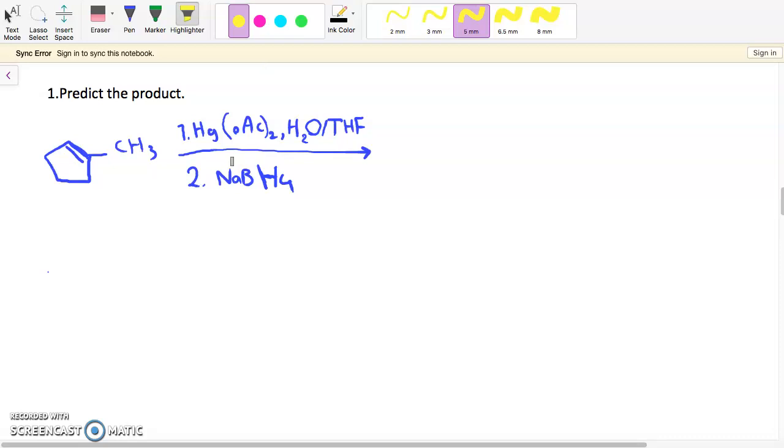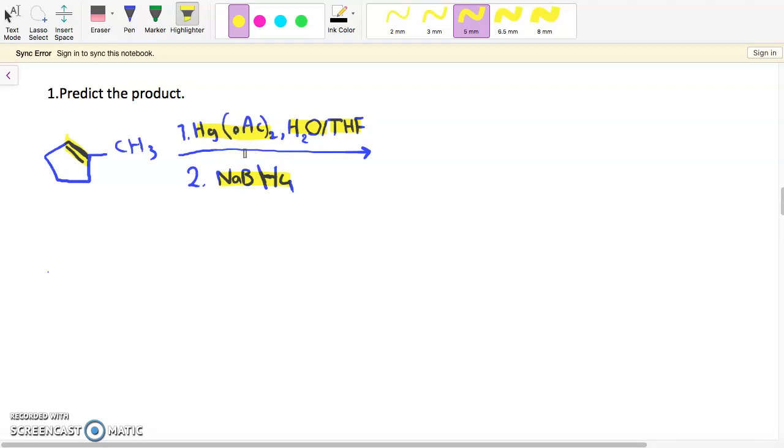The first question asks us to predict the product, and usually for these kinds of questions, I always start with identifying the functional groups that I have in my substrate. So here we have a double bond, and then looking at the reaction conditions, we have mercury acetate, water, and THF, and the second step is sodium borohydride, which I know is a reducing reagent. So in introductory organic chemistry, whenever you see mercury acetate, the chances are it's usually used to add OH to a double bond.